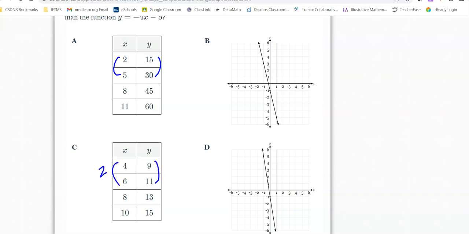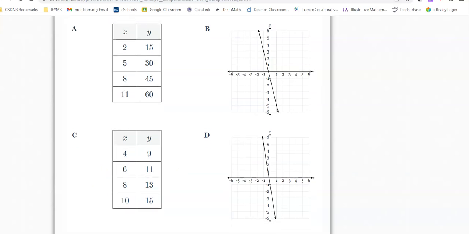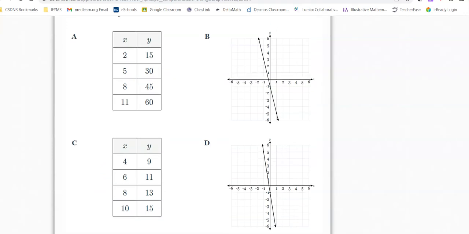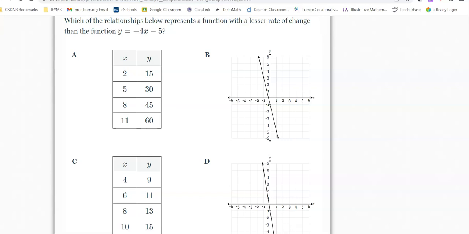So I have a difference here of 2, and I have a difference here of 2, so that's 1. That is not less than -4. I have a difference here of 15. Over here, this is a difference of 15. This is a difference of 3, and 15 over 3 is 5, and that is not less than -4.